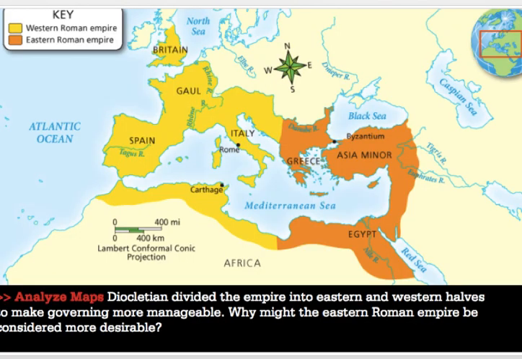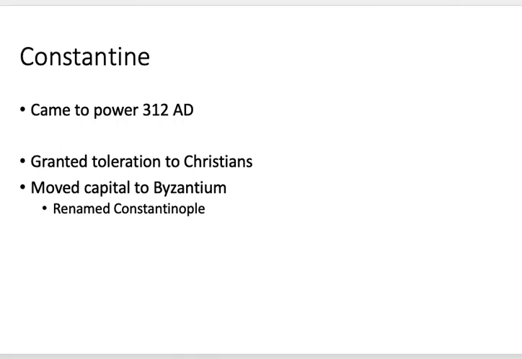And so we have this map, right, of the empire being split in half. The eastern half is in orange there. Take a minute now just to find the city of Byzantium. Byzantium is in the eastern half of the empire, and it is going to become the new capital of the Roman Empire once a man named Constantine comes to power. Right, so Constantine, another emperor that might sound familiar to us, comes to power in the year 312.